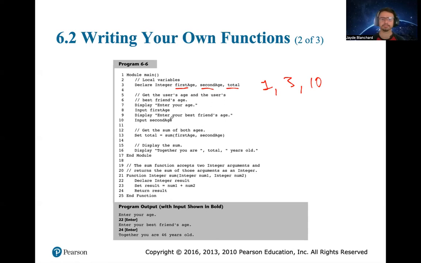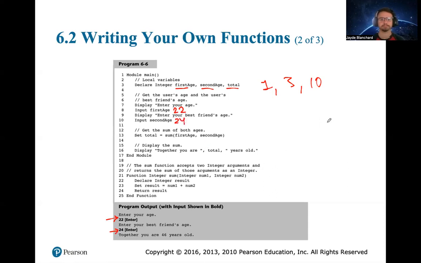Now, we are asking the user for their age and for their best friend's age. We are displaying "enter your age," then we're inputting that age and storing it in the first age variable. And then we're asking the user to enter their best friend's age. And again, we're storing that as second age. Right here, you can see the user entered 22 and 24. So now in the first age, we store 22, and in the second age, we store 24.